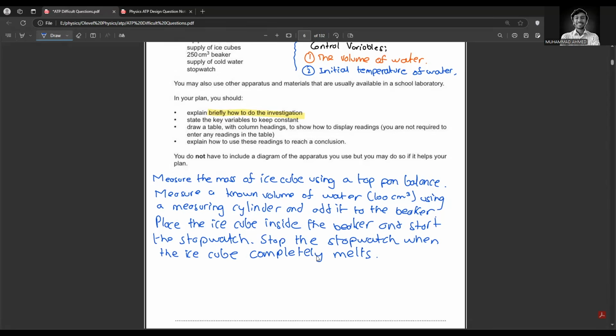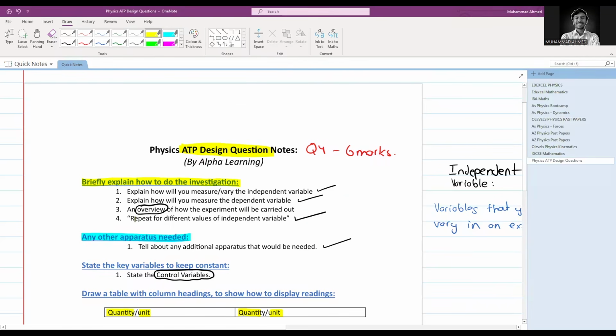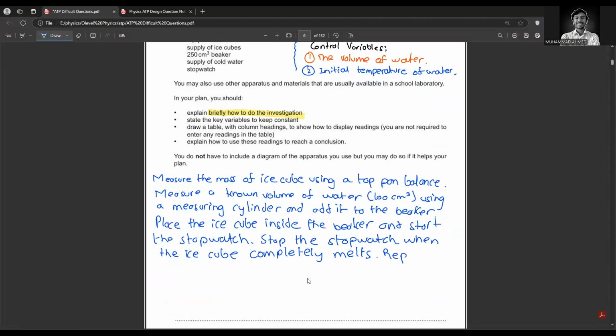Just one point is left. What is that point? You have to repeat the experiment for different values of independent variable. So you will say, repeat the experiment for different masses of ice cubes. Simple. Here you have easily catered point number one.